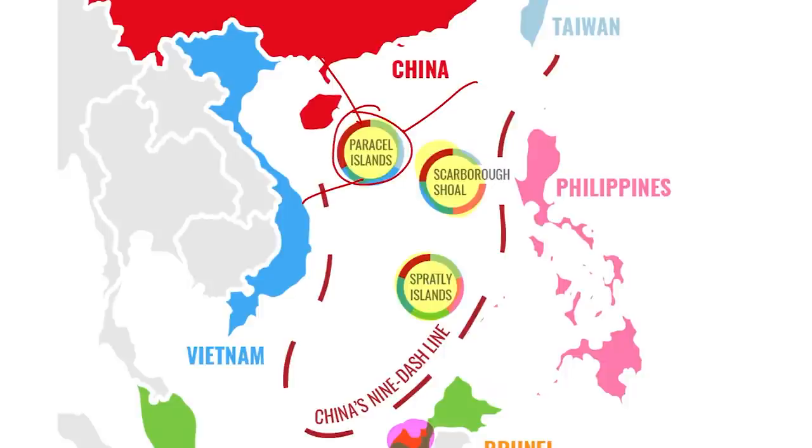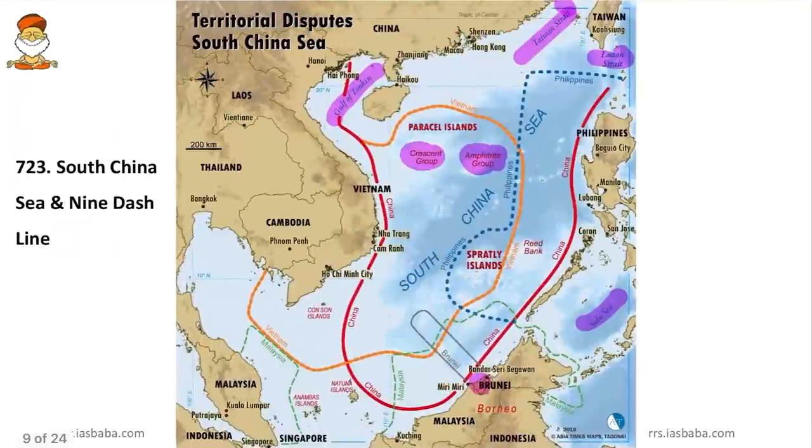Then coming to Scarborough Shoal, friends, it is being disputed by four nations: the Philippines, Taiwan, China and Vietnam. And then the Spratly Islands, friends, are being disputed by five nations: Brunei, Malaysia, the Philippines, Taiwan, China and Vietnam. So friends, we can get a match-the-following here, or we can also get ascending and descending orders of these islands and where the nine-dash line passes. So we have to be thorough with that.